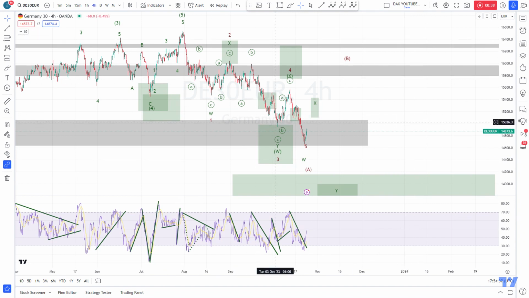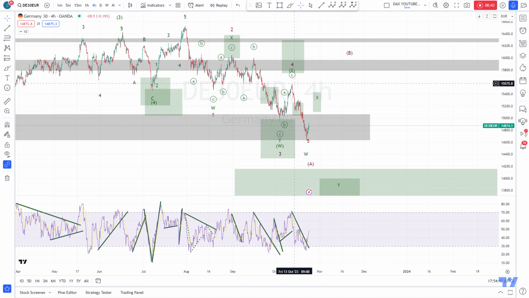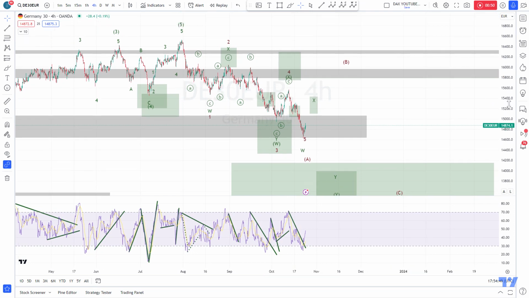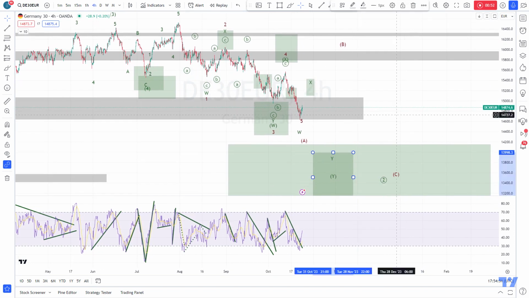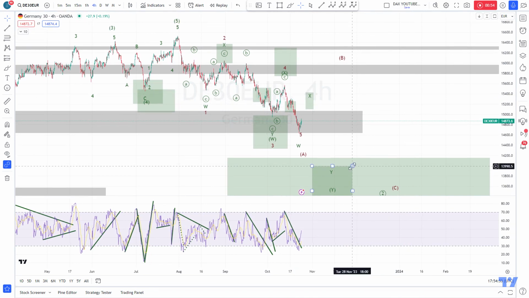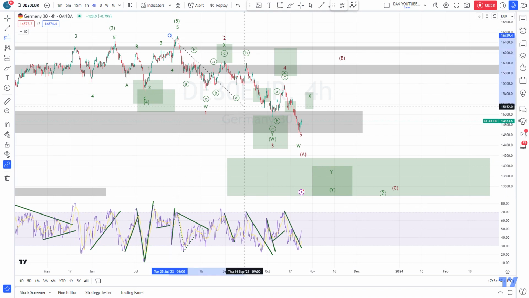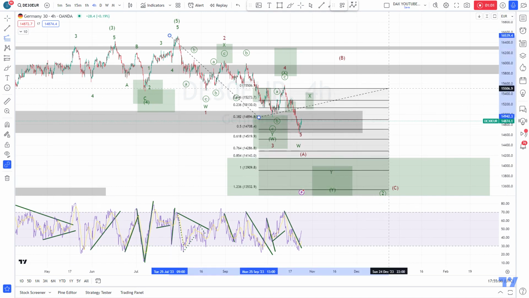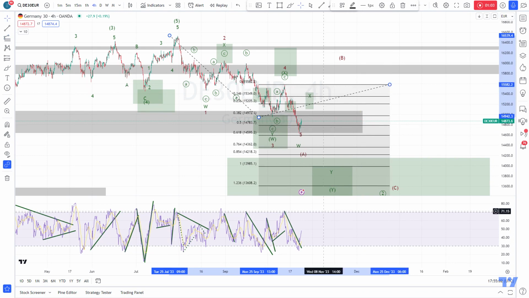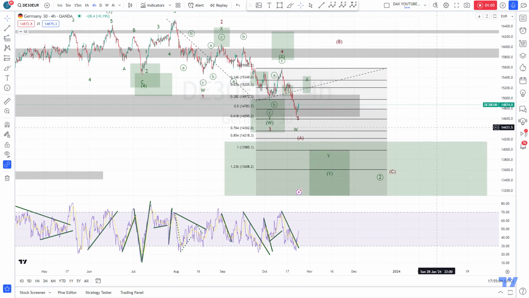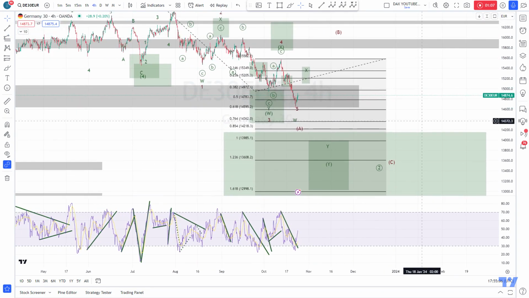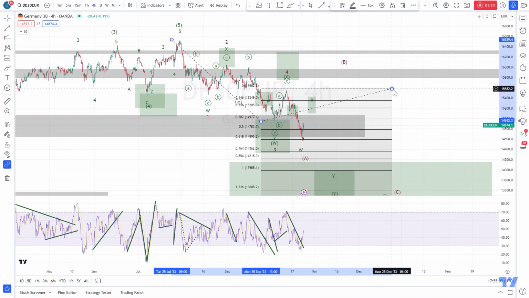Could be the WXY structure, where we had a wave X that did not reach our area, as you can see. However, the wave Y area would then become this area here if we take the length of the wave W, the length of the wave X, then we should end up somewhere in this area here between the 1 and the 1.618 FIB extension.